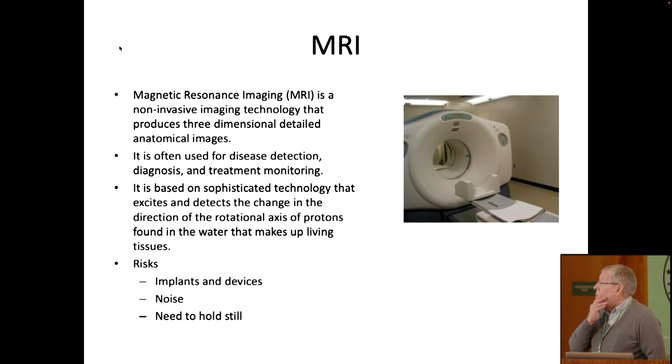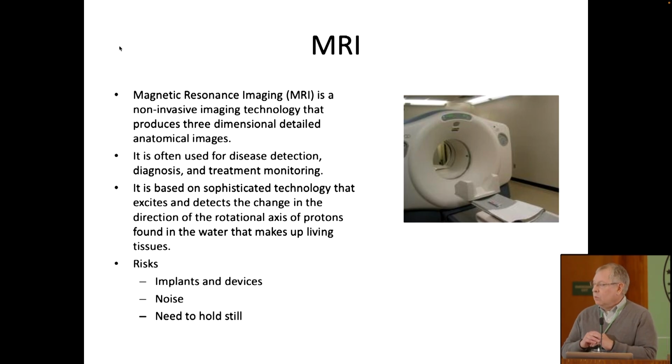Okay, so what is MRI? It's an engineering marvel. It's a non-invasive imaging technique that produces three-dimensional detailed anatomic images. You can pretty much MRI anything on our bodies. It's based on very sophisticated technology that uses a magnet to detect the changes in the direction of rotational axis of protons, and most of the protons in our body are water. So it's really measuring, to some extent, the spinning of water, and it sends a pulse, and then it receives that pulse, and then it interprets that in a billion different directions, and it gives us beautiful images. And we're going to see some of those images.